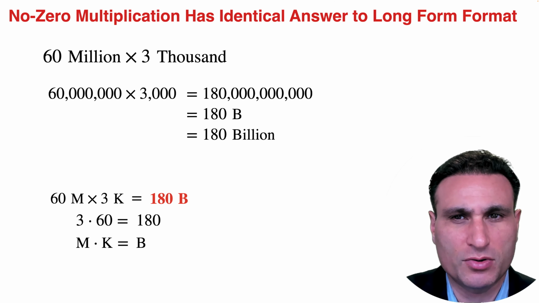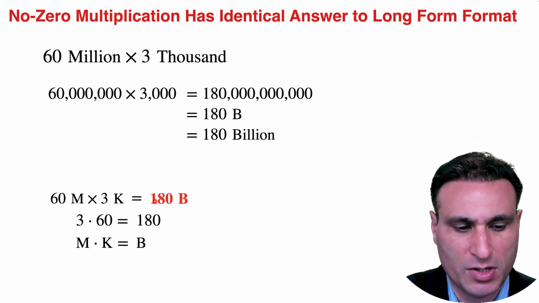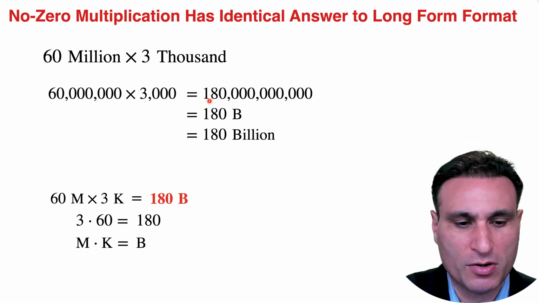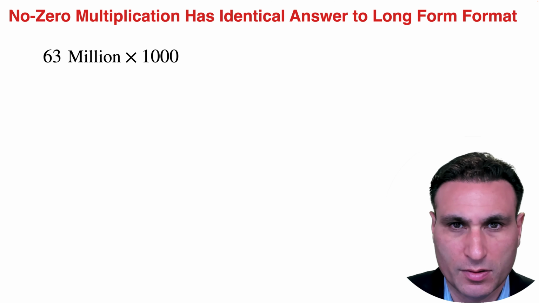So again, no zero calculations provide the same answer as long form calculations. One advantage of no zero multiplication is that it's much easier to read or interpret this result with the abbreviation, so 180b, compared to the long form result, which is 18 followed by 10 zeros. Again, you have to count these zeros.